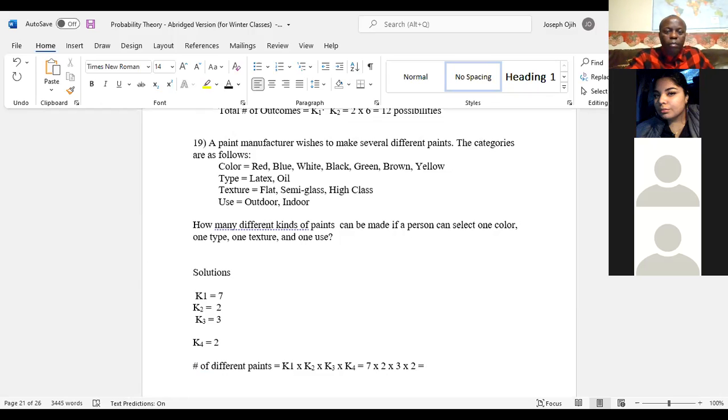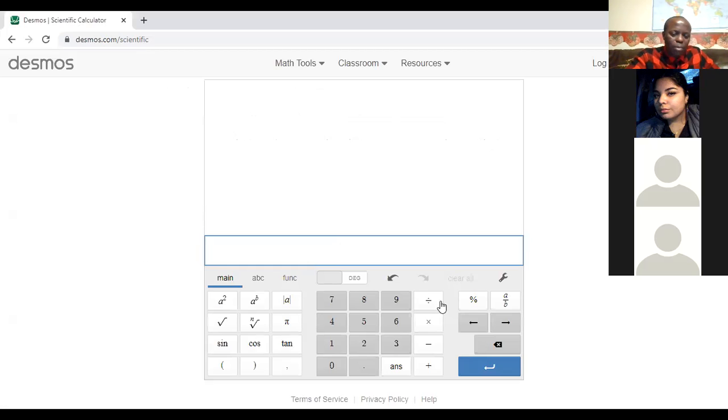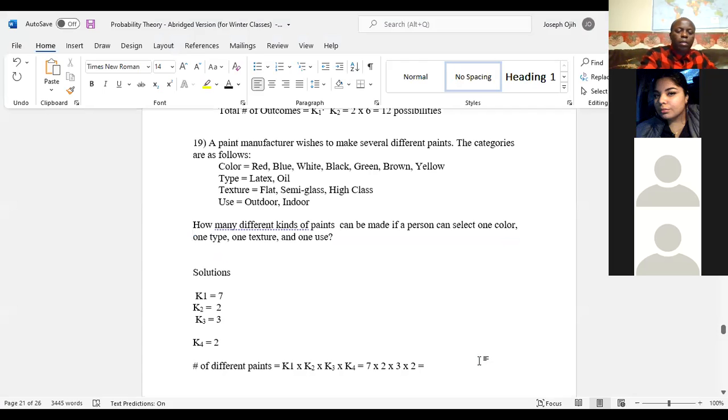So we're going to multiply this. Where's my calculator? So this gives us 7 times 2 times 3 times 2, 84 different kinds of paints. We got 84 different kinds of paints, okay?